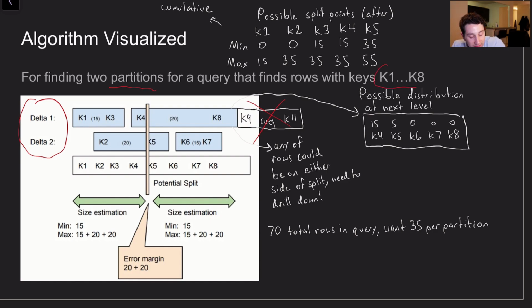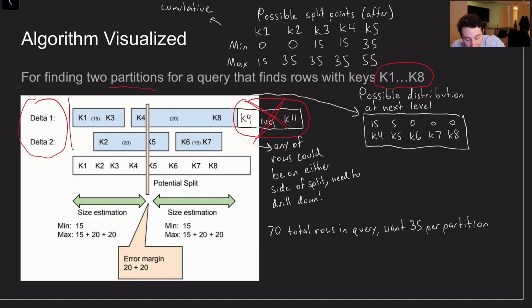And so the query that we're doing cares about all of the keys in K1 through K8. Even though it only shows delta 1 and delta 2 as having keys K1 through K8, if there were something like a K9 through K11 right here, we just wouldn't include that in our calculation that we're about to do. We would completely omit that node from what's known as our working set of B tree nodes.